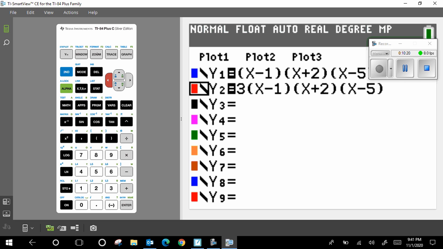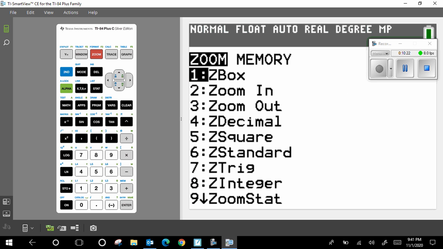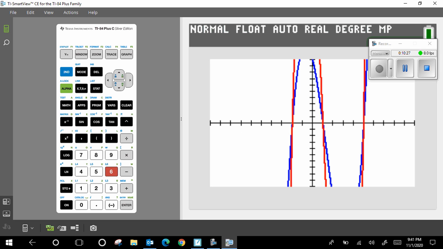All right, so we need to zoom to standard, so we're all in the same spot. So press your zoom key and number 6. Mine graphed very quickly. So you can see that both equations graph at the x-axis in the exact same spot. So let's change our y maximums. We can see where it crosses 3 different times.